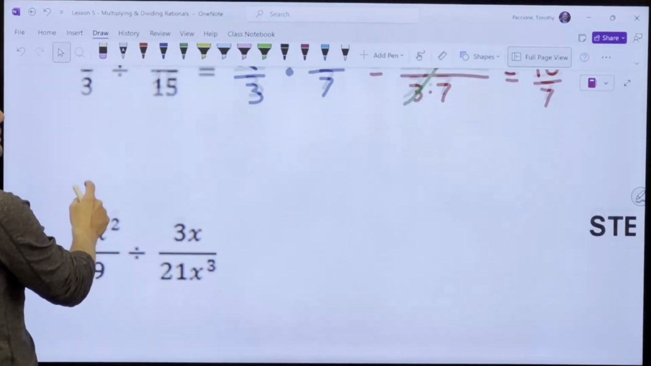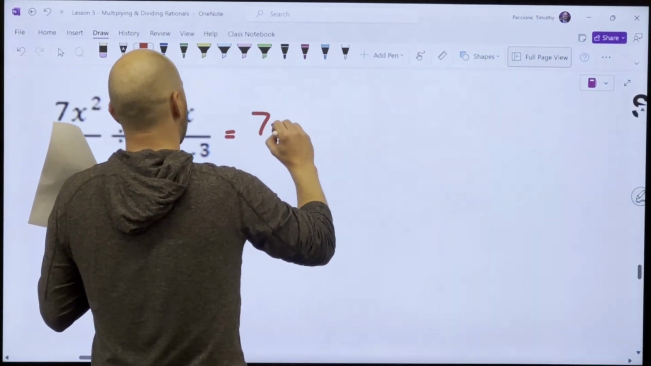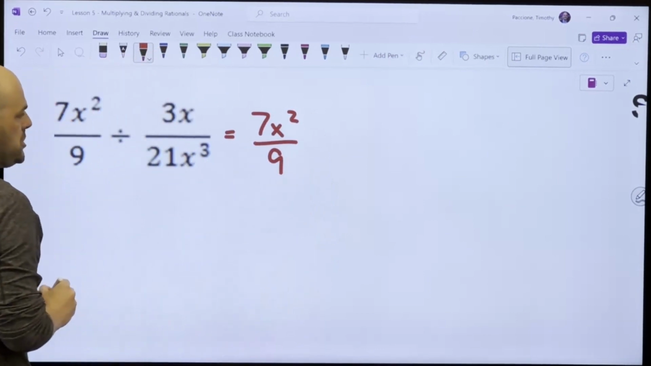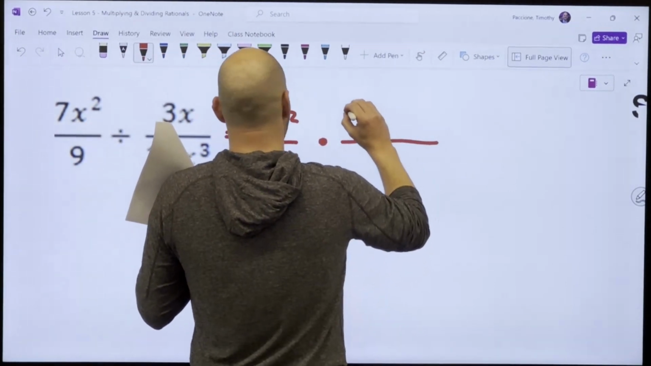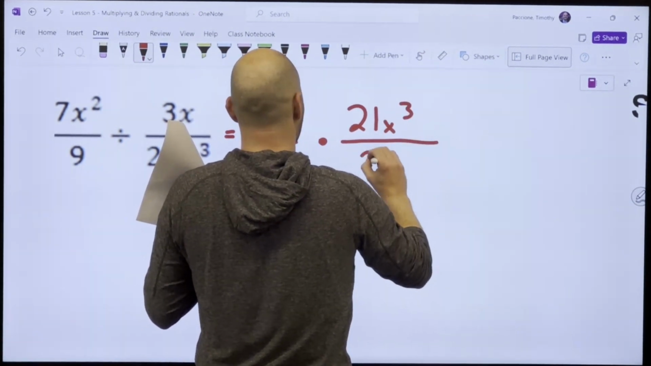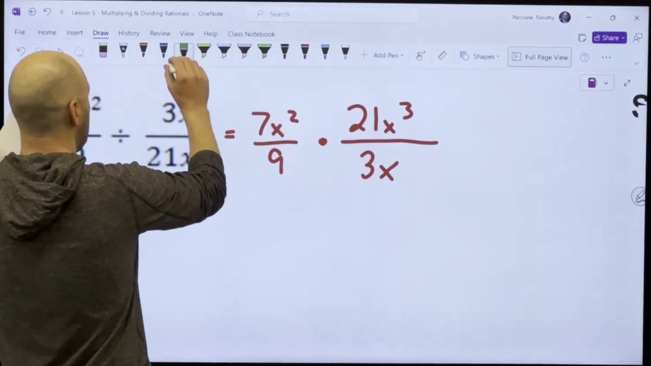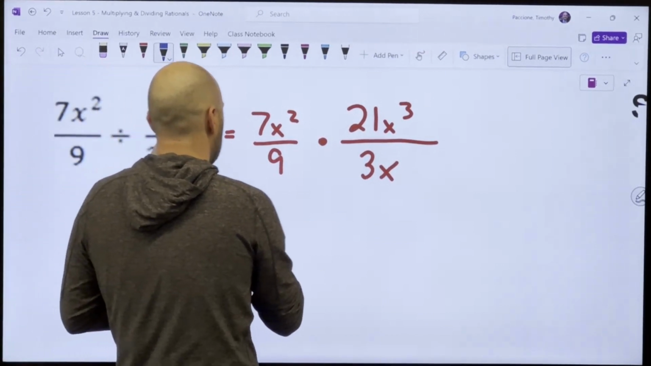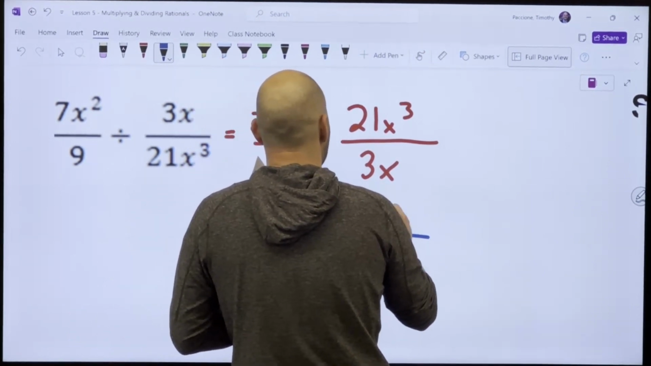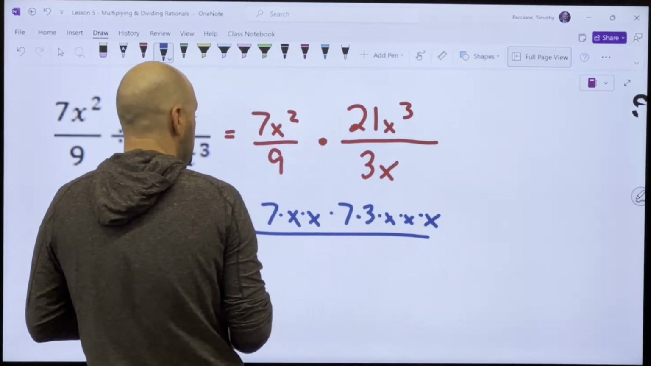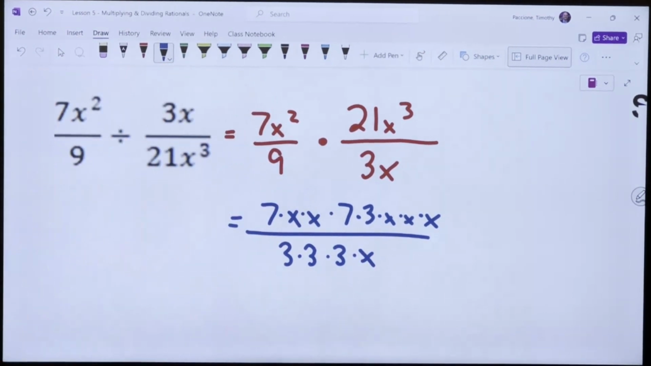Okay? All right, so take a look at this one. Okay? So what am I going to keep? 7x squared over 9. What am I going to switch? Division to multiplication. And what am I going to flip? So I make it 21x to the third over 3x. Okay? Now it becomes just like the front, right? I make one big fraction, and I break it down. I got 7 times x times x on top, and 7 times 3 times x times x times x. On the bottom, I have 3 times 3 times 3 times x. And I see what cancels.